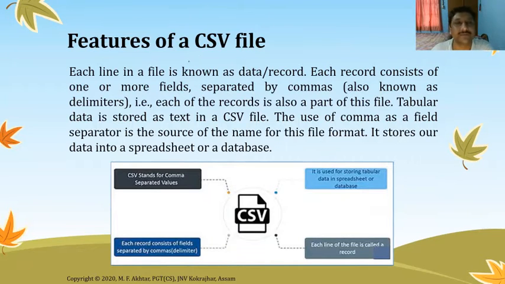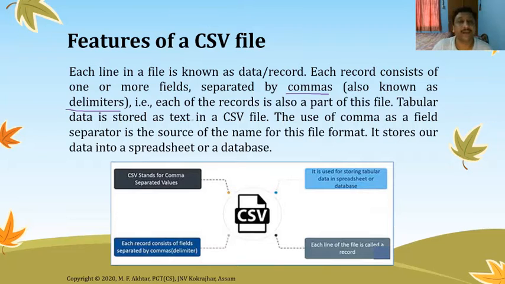Now, see, we are learning features. Each line in a file is known as a data record. Each record consists of one or more fields. Fields means if we are saving different data in a particular record, then these data are known as fields, separated by commas, also known as delimiters. Comma is also known as a delimiter. Each of the records is also a part of the file. The file contains all the records, and each record constitutes a part of the file.